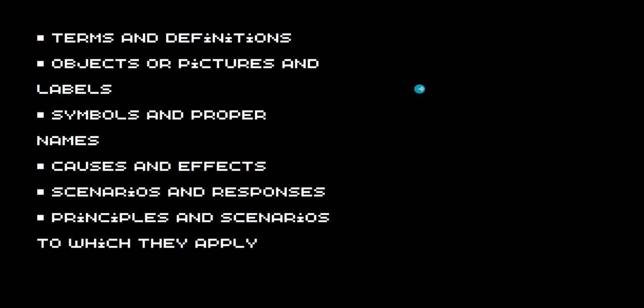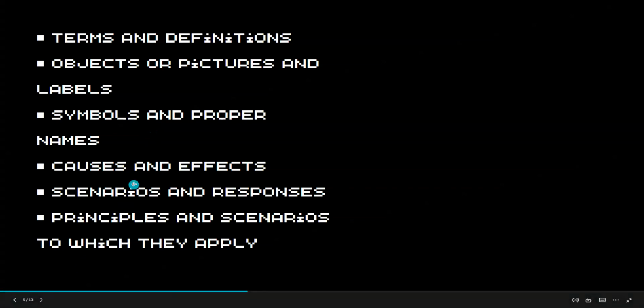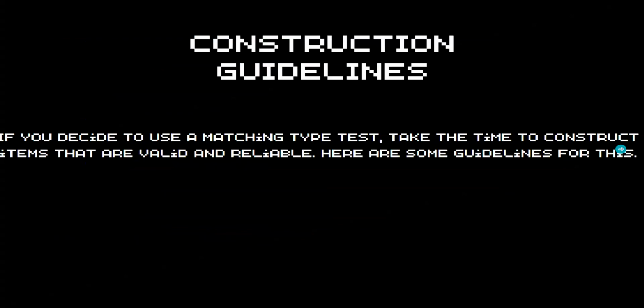So, here are examples of parallel concepts: terms and definitions, objects or pictures and labels, symbols and proper names, causes and effects, scenarios and responses, principles and scenarios to which they apply.